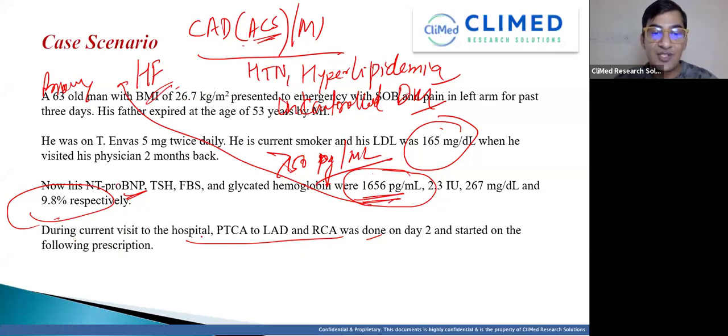During the current visit to the hospital, PTCA is nothing but percutaneous transluminal coronary angioplasty. That is the treatment of MI, the treatment of heart attack where people are stented. We put the stent at the place of block. We remove the block from the coronary artery and we put the stent, that is a medicated stent, called drug eluting stents, DES.